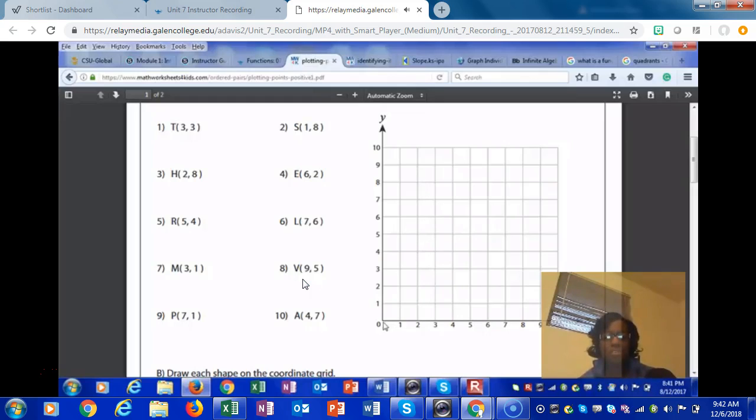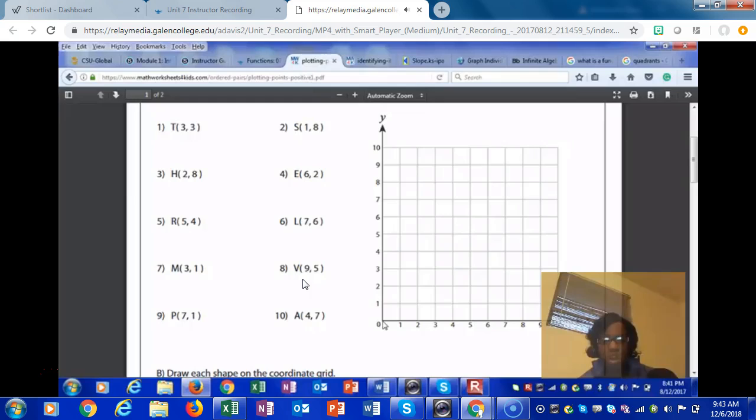Number 4, 6, 2. Starting at the origin, go over to 6. Go up to 2. That is where number 4 is. For number 5, 5, 4. Start at 0. Go all the way over to 5. And then go up to 4. Okay. For number 6, 7, 6, start at 0. Go all the way over to 7. Go all the way up to 6. That is 7, 6. Okay.